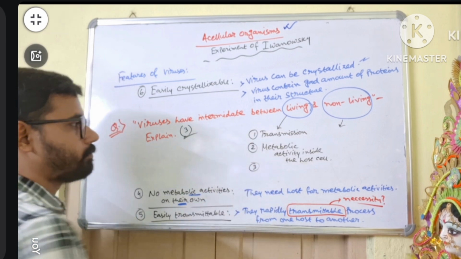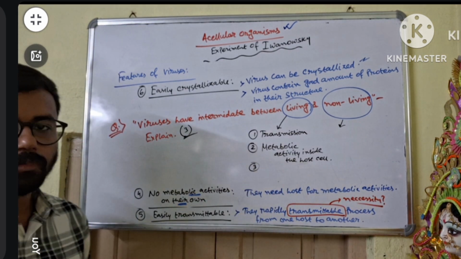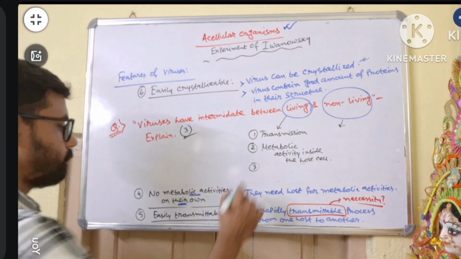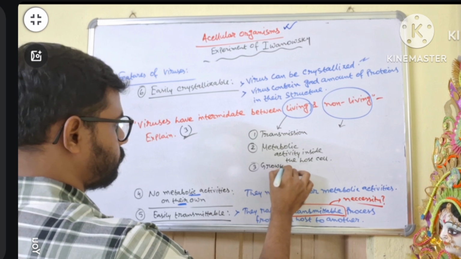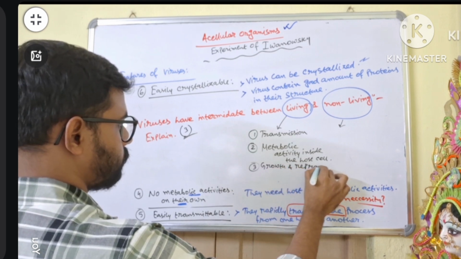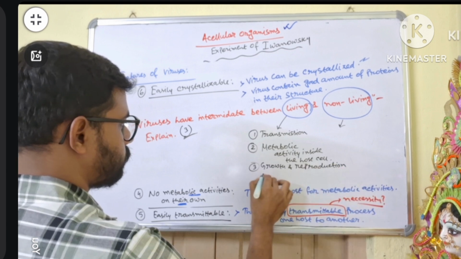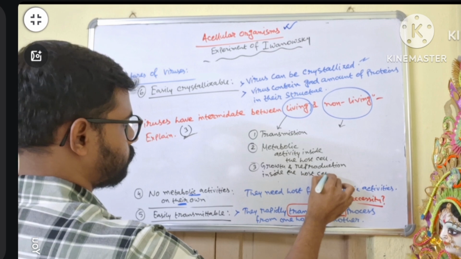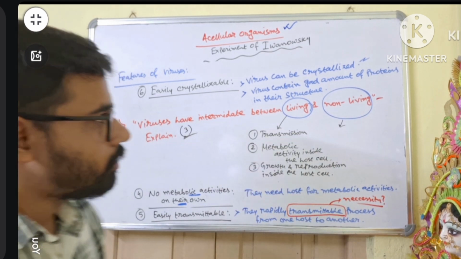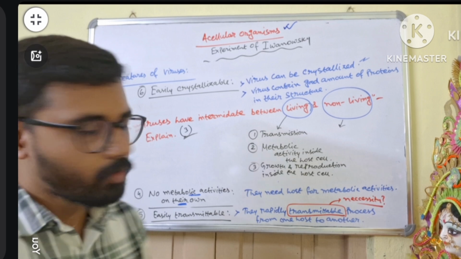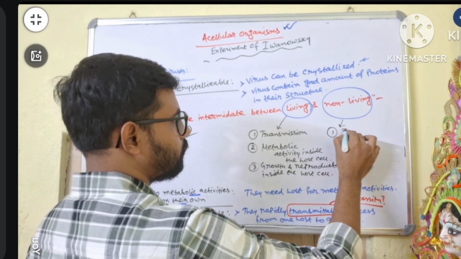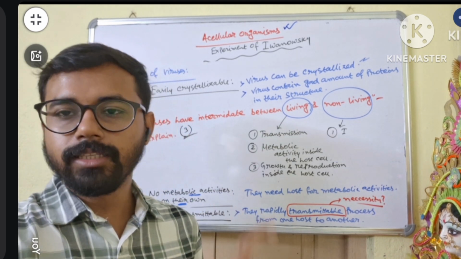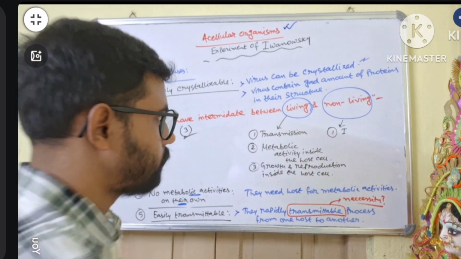Number 3, growth and reproduction inside the host cell, that is also another living-like property. Now non-living properties. First of all, it is crystallized. A crystallized structure is only found in non-living things. So virus can be crystallized. So it is under the non-living properties of the virus.